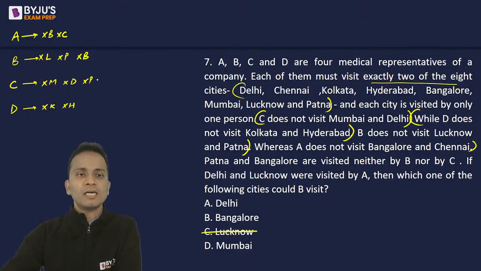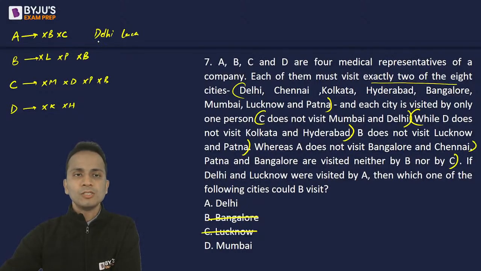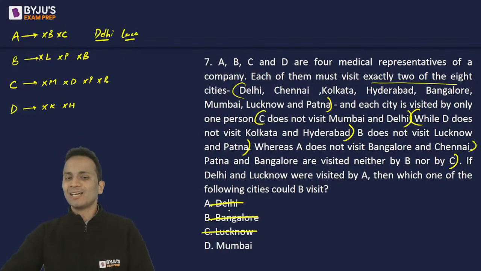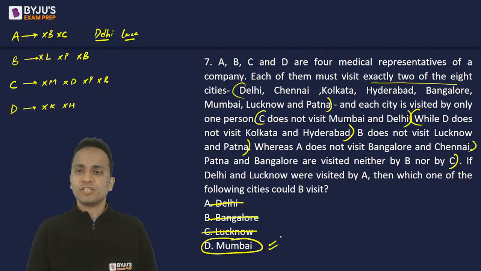Not Patna, not Bangalore. So B will not visit Bangalore as well. Okay, wonderful. Now, if Delhi and Lucknow are visited by A, so A will visit Delhi and Lucknow. So A has visited Delhi and Lucknow, so B cannot visit Delhi and Lucknow. Okay, so B cannot visit Delhi. So B could visit Mumbai in this case. Okay, so Mumbai, option B is the correct answer of this question.